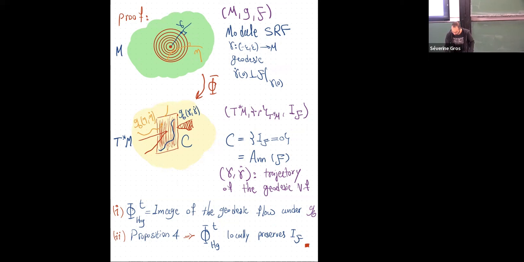First of all, the well-known fact about the Hamiltonian HG: its Hamiltonian flow is the image of the geodesic flow under the musical isomorphism. These curves are exactly trajectories of HG. And the SRF condition was that HG lies inside the normalizer of IF. So after proposition four about the normalizer, it preserves IF. So if it intersects the common zero set, it should remain in that common zero set. This completes the proof. Thank you for your attention.